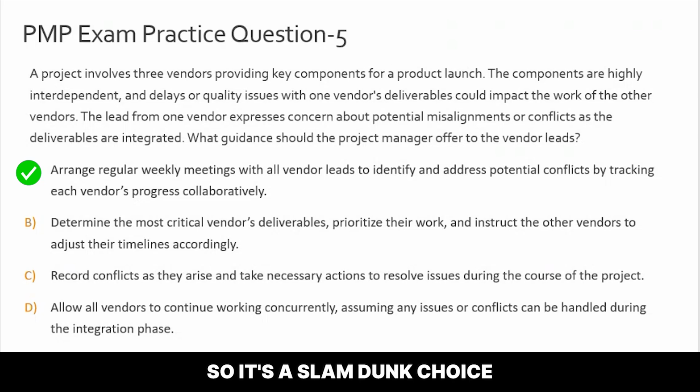So it's a slam dunk choice, guys. Option A is the correct answer. So let's look at option B, C, and D and also analyze why they are incorrect. So let's look at option B first. Determine the most critical vendor deliverables, prioritize their work, and instruct other vendors to adjust their timelines accordingly.